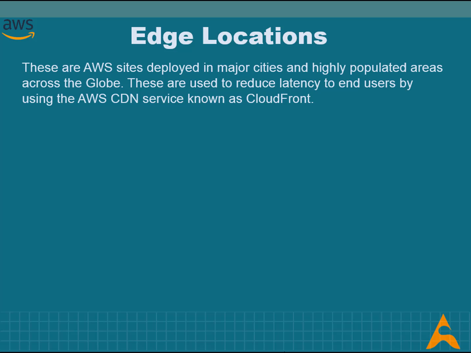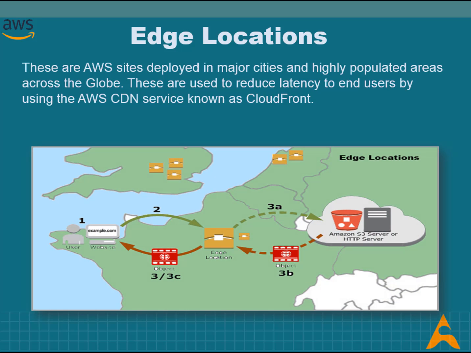Now what is an edge location? An edge location is where end users access services which are located at AWS. They are located in most of the major cities around the world and are used to reduce latency to the end user by using the AWS CDN service known as CloudFront to distribute content to end users. Now this is basically to reduce latency.